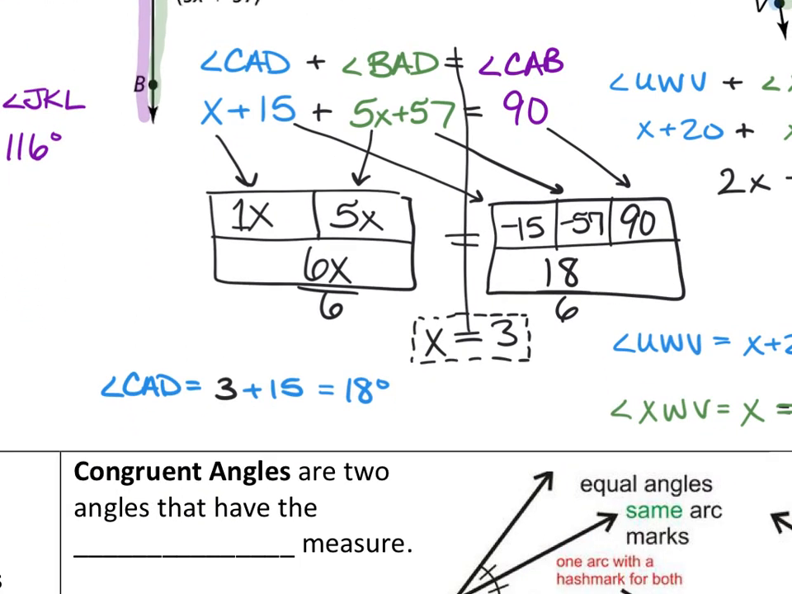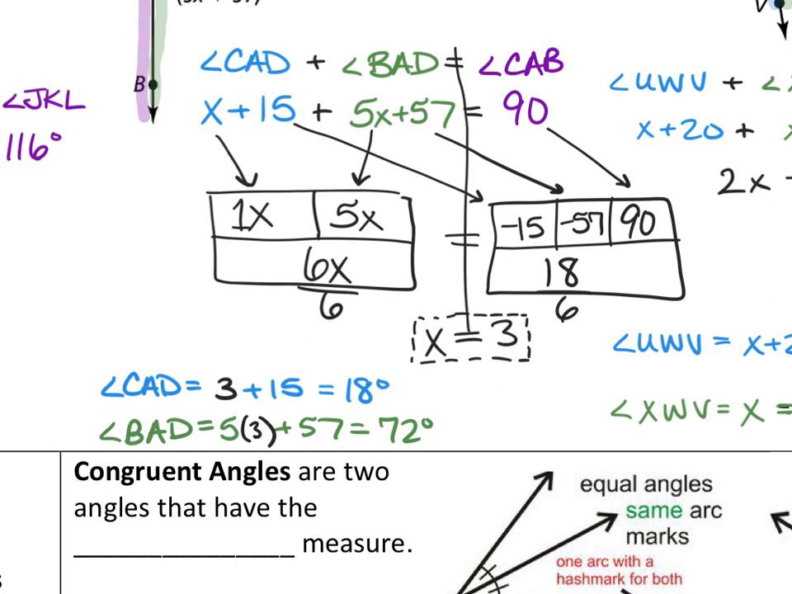Now, if we wanted to find angle BAD, there's two ways we can do this. I will show you both. Number one, we could plug it in. So this would be 5x plus 57, but instead of x, what am I putting there? 3. I'm not just going to put it next to it, though. I'm going to put it in parentheses. We'd type it in our calculator. You would get 72.